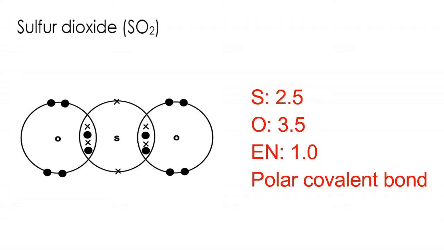Sulfur dioxide is consisting of 1 sulfur atom and 2 oxygen atoms. Sulfur has 6 valence electrons and oxygen has 6 valence electrons. These elements share the electrons equally among the sulfur and the oxygen atoms. The electronegativity value of sulfur is 2.5, while that of oxygen is 3.5. The electronegativity difference is 1, therefore it is polar covalent bond.